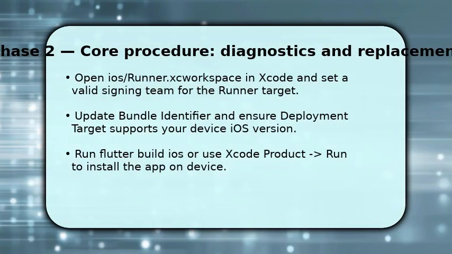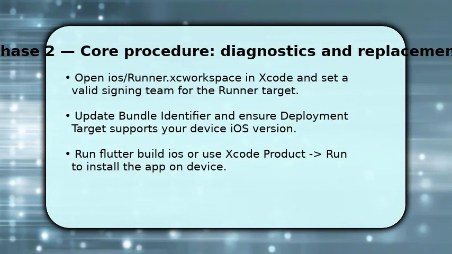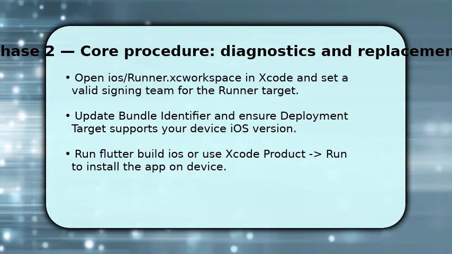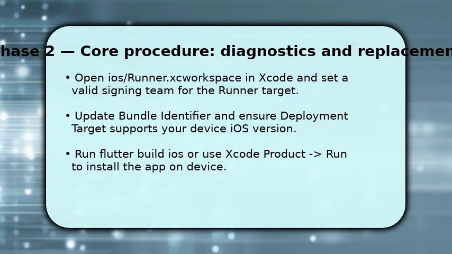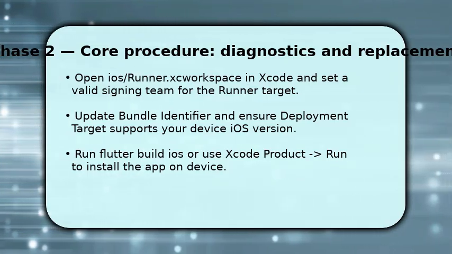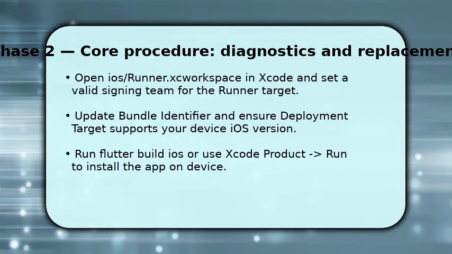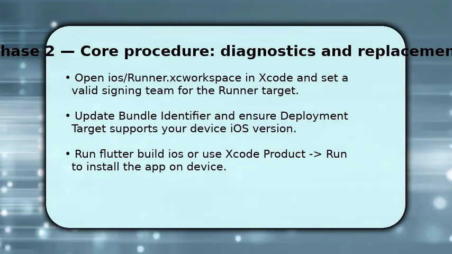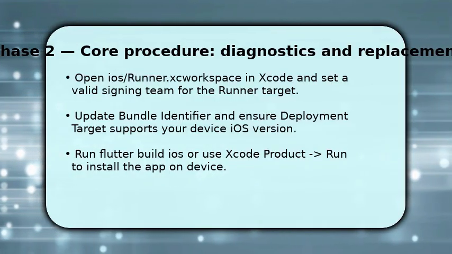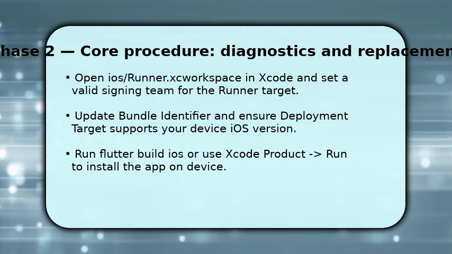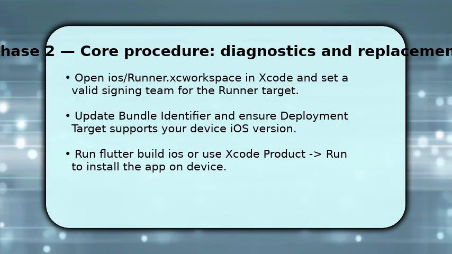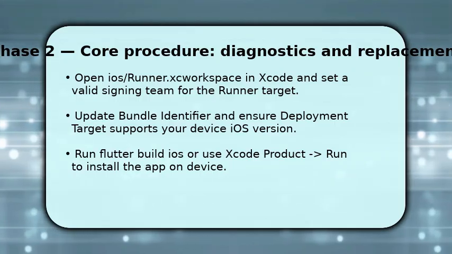Next, you configure the iOS project. Open iOS/Runner.xcworkspace in Xcode, pick a signing team, and change the bundle identifier to a unique value. Make sure the deployment target matches your iPhone iOS version so the app can install. Once set, either run flutter build ios and install with Xcode, or press Product > Run in Xcode to build and deploy directly. You do this because Flutter creates an iOS wrapper. Xcode handles signing and device installation, so both steps are required.